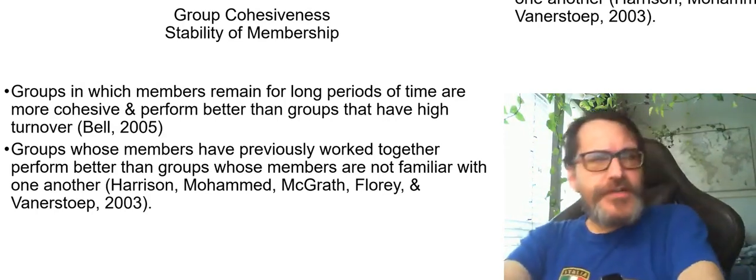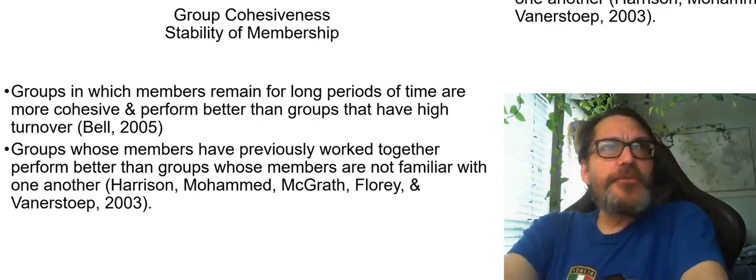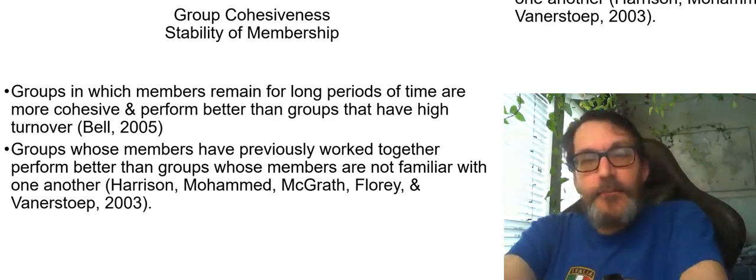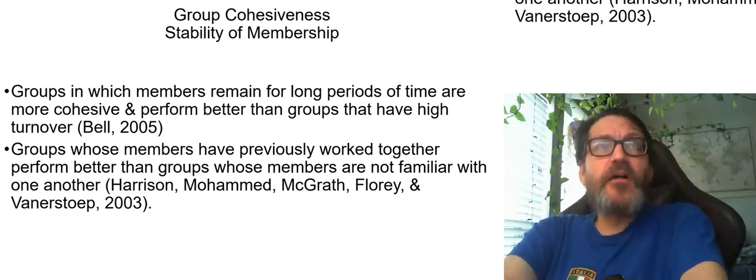So what creates a cohesive group? Stable membership. Groups in which members remain for long periods of time. Those that have worked together in the past in other groups are more cohesive.